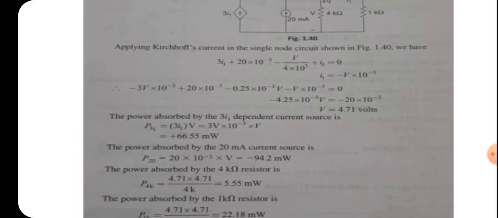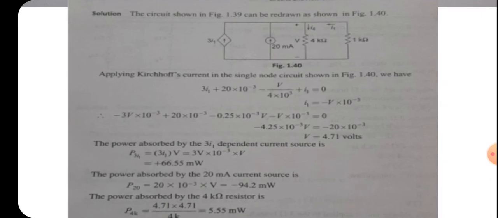Next component is the 20 milliampere source. So the power absorbed by the 20 milliampere current source is equal to voltage into current, that is 20 into 10 raised to minus 3 into the voltage value V, which is equal to 4.71 volt. So when we substitute, the power of the 20 milliampere source is equal to minus 94.2 milliwatt.